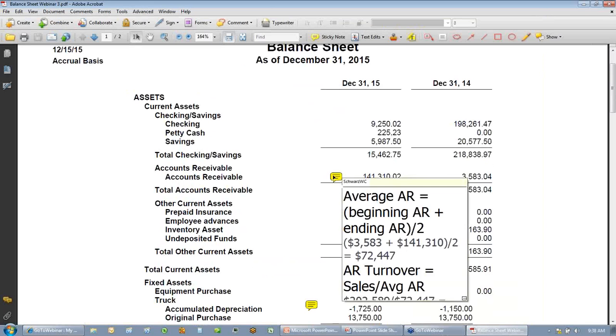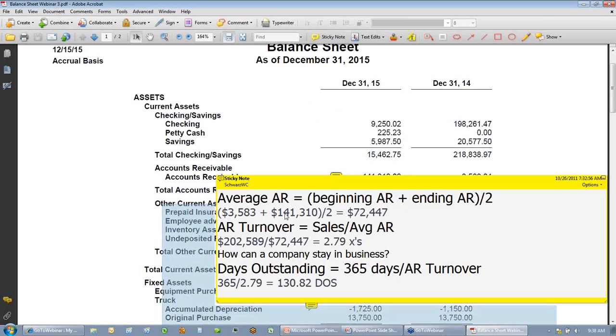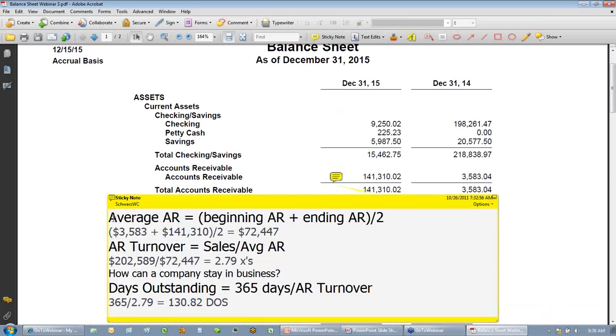So here, I take the calculation, and I have my average AR, which is my beginning AR and my ending AR divided by 2. In this case, I'm using year end of the prior year and year end of this year. That's my period that I'm covering. I'm going to add these two. Once again, I ran this from QuickBooks, and you can modify your report and have both years shown on your balance sheet to compare. And I get a calculation.